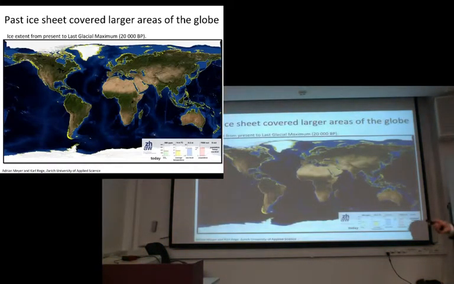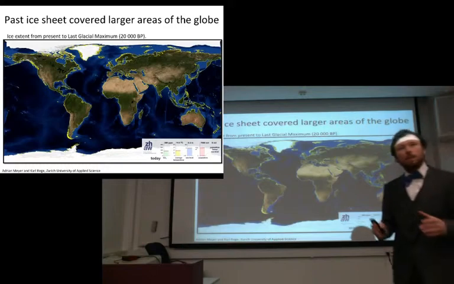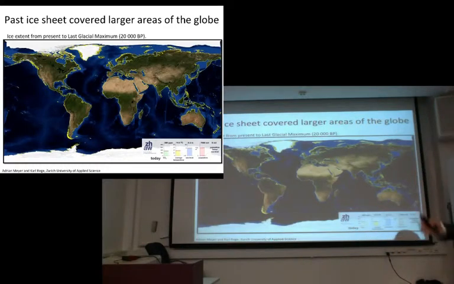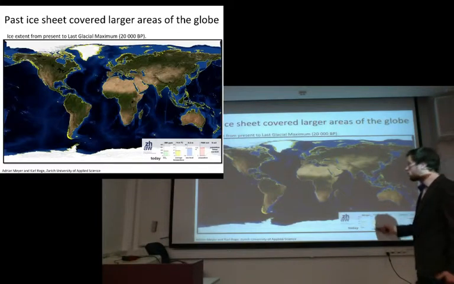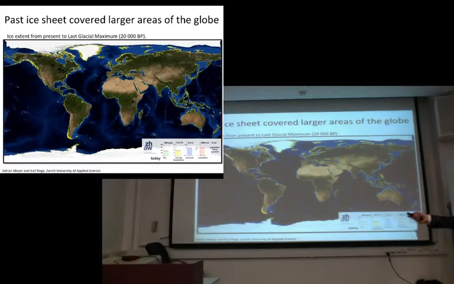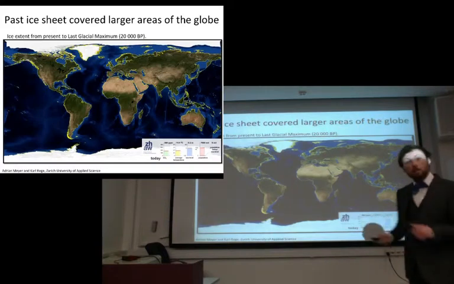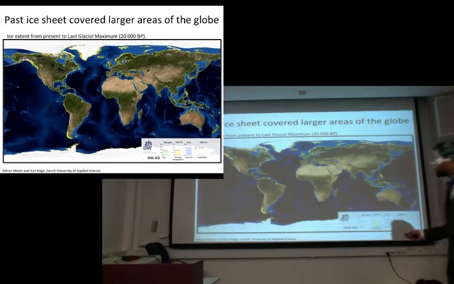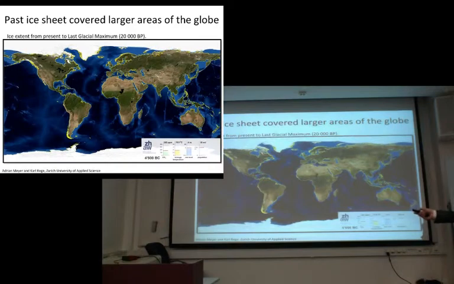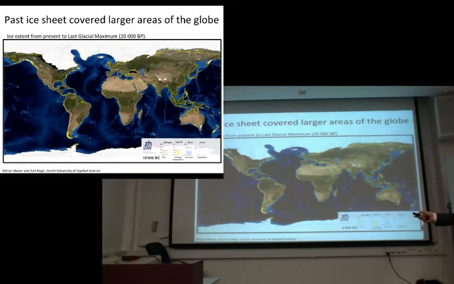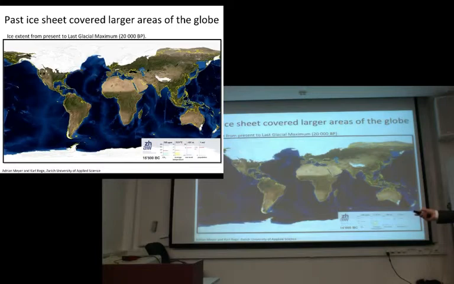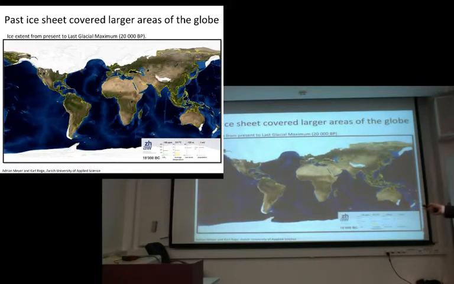Although they act in very small places, glaciers and ice sheets have covered much bigger parts of the globe. I will now show you a video showing the ice extent from present to the last glacial maximum, so we're going to go backward in time. What you see is that, due to climate, the ice was much further down and was even reaching France at some point.